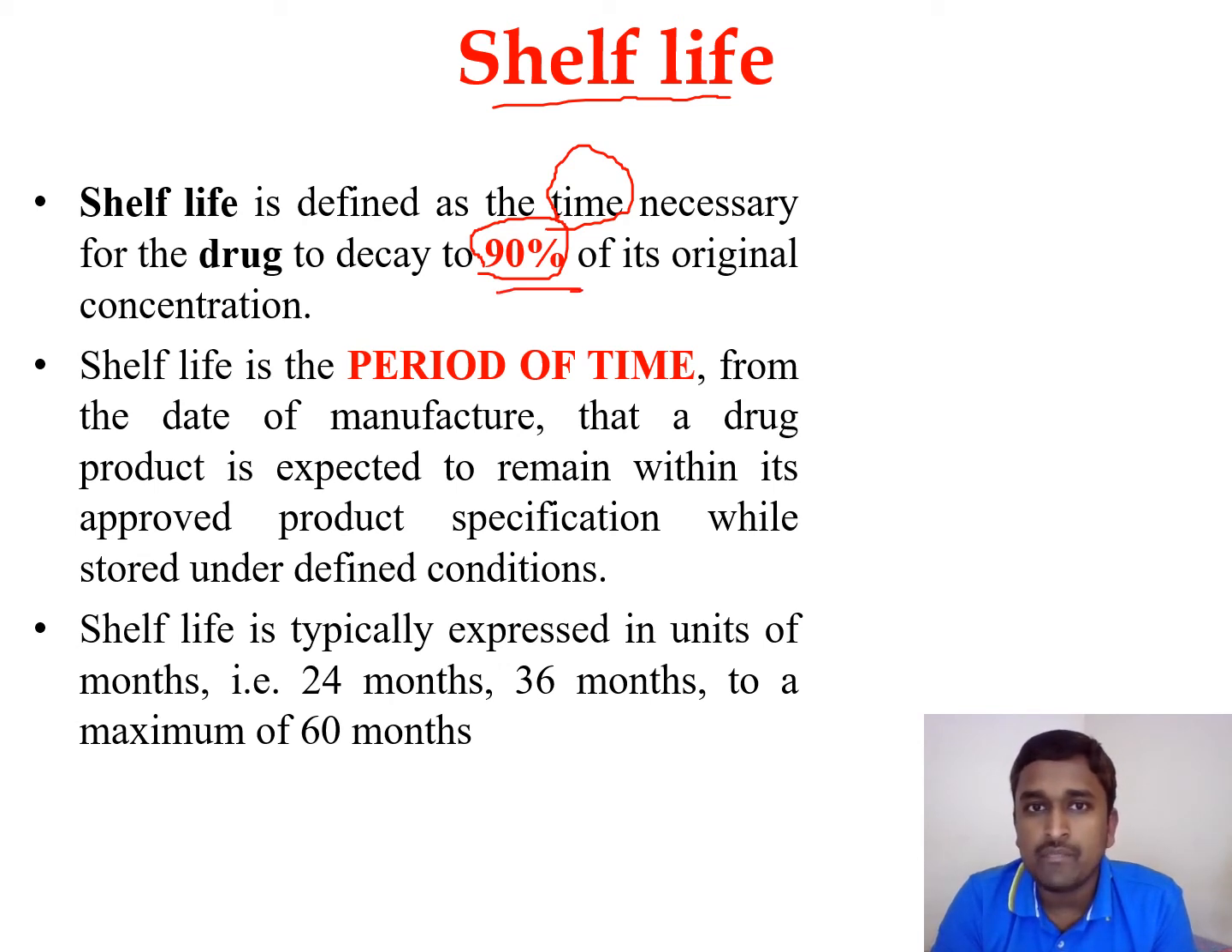So the total period of time it takes to decay 10% of the initial concentration of an active ingredient is called shelf life. Shelf life is the period of time from the date of manufacture that a drug product is expected to remain within its approved product specification while stored under definite conditions. Shelf life is typically expressed in units of months, such as 24, 36, and 60 months.